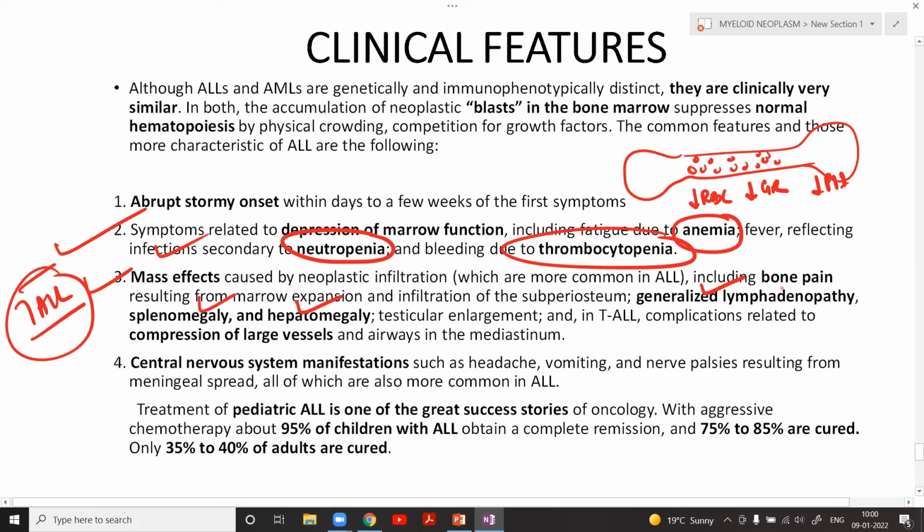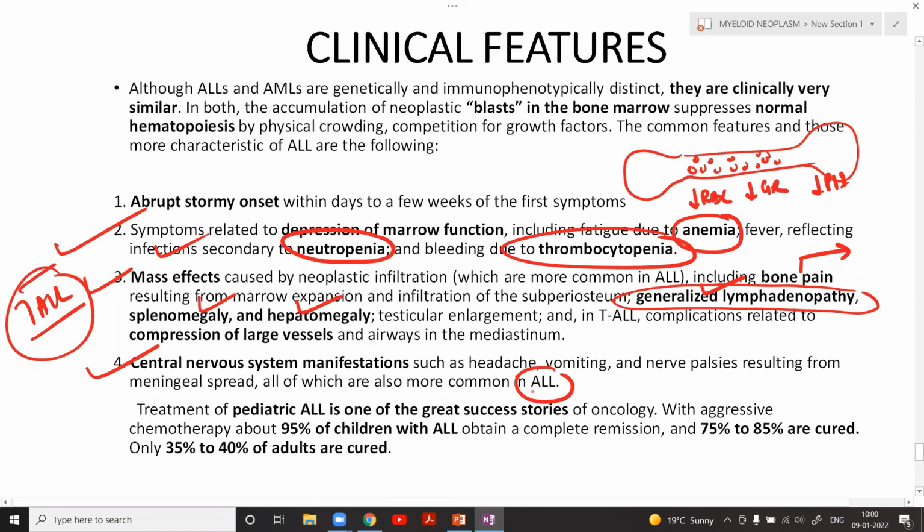There will be generalized lymphadenopathy. So in case of lymphoma, this patient will present with lymphadenopathy. Also, one important thing, in any kind of leukemia or lymphoma, when there is bone marrow involvement, there is characteristic bony pain or bony tenderness. Okay. Now, other things like CNS manifestations like headache, vomiting, nerve palsies are also very much common in ALL.